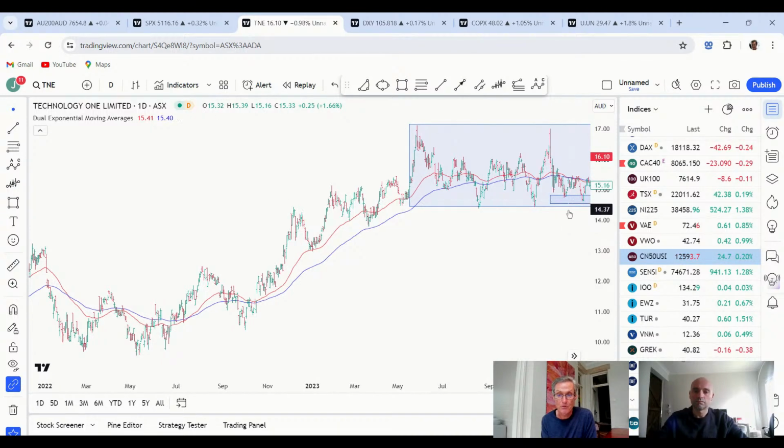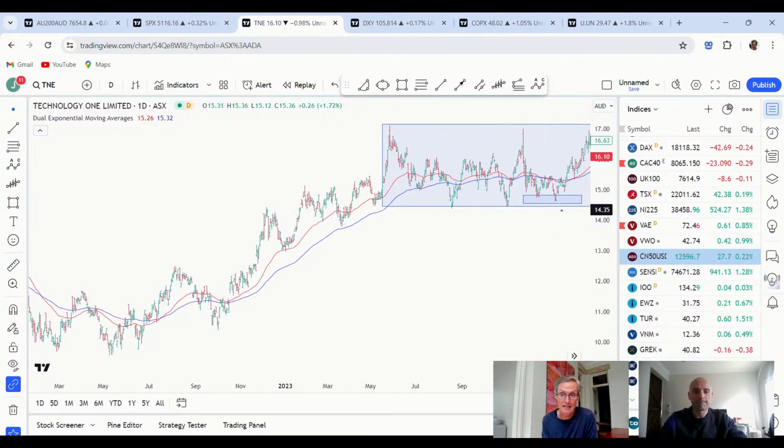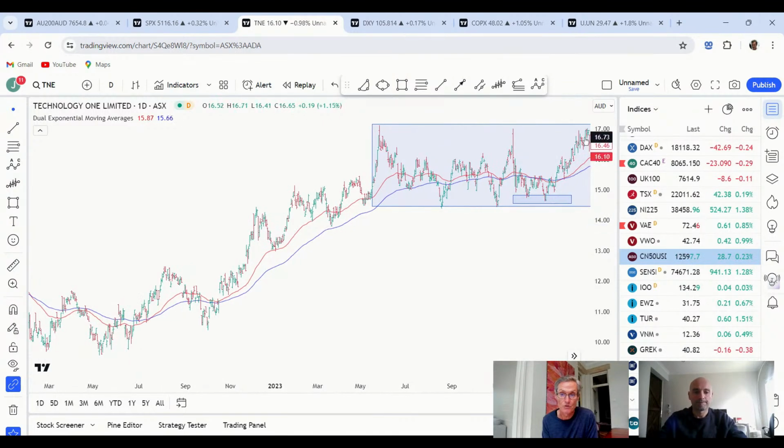You can buy there and put a stop loss just below the bottom of the range. You've got to give it a bit of room to move because sometimes you get these little false breaks to the downside, then it comes up. But you can manage risk quite well around it. So you're buying at the low end with a stop loss, and then as it gets up towards the top, one strategy would be to sell.